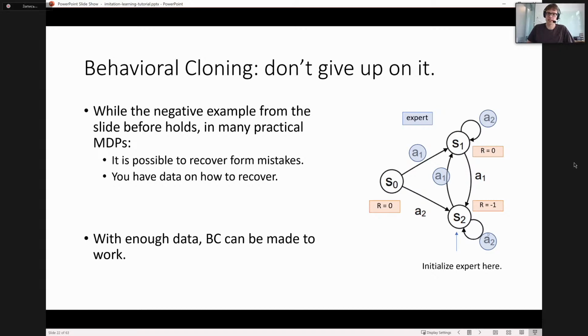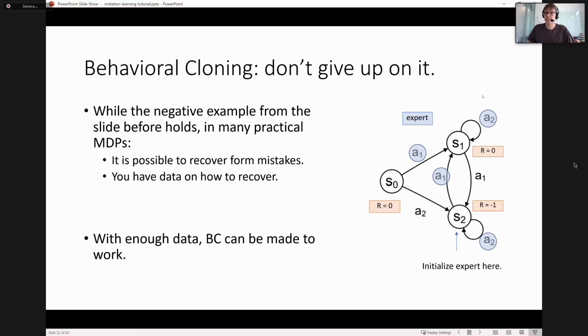Initially, the expert was taking A2 in that state. The reason the expert was allowed to take A2 there is they never visited it, so it didn't matter. It didn't influence the return they were getting. But if I force the expert to initialize here and say, well, dear expert, now you're in that state, please tell me what to do, the expert will tell me that actually I should execute A1, and I will be able to recover and go to that branch.